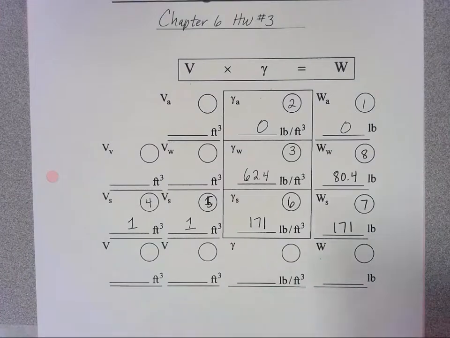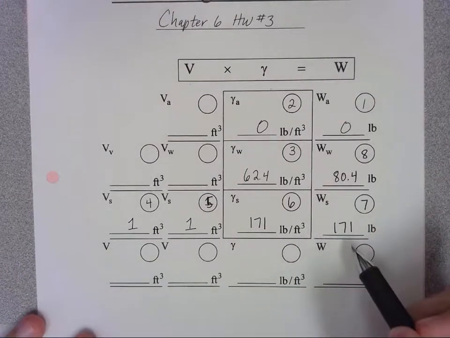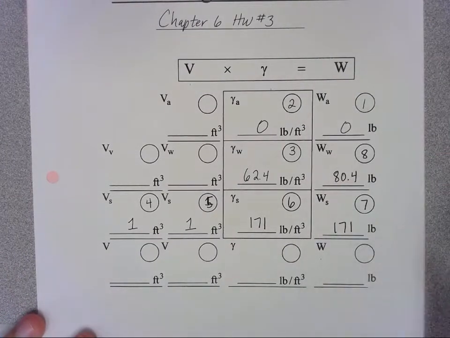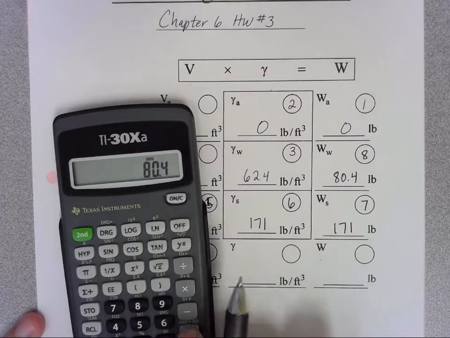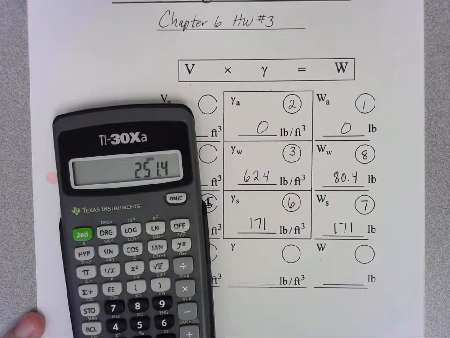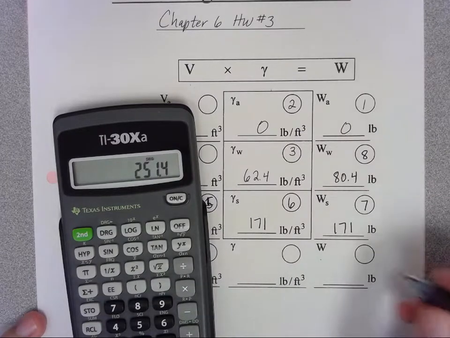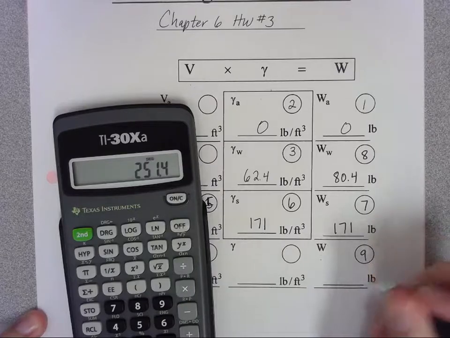Well, I can see as I look at my phase diagram that I've got a column finished here that I can add down. So I'll add my 80.4 and my 171, and I'll get 251.4 for my total weight here. We'll make that number 9.